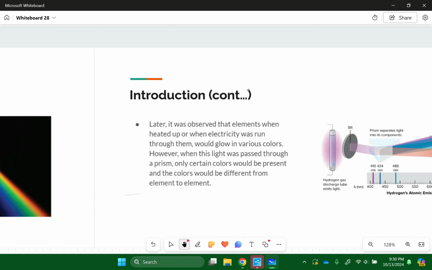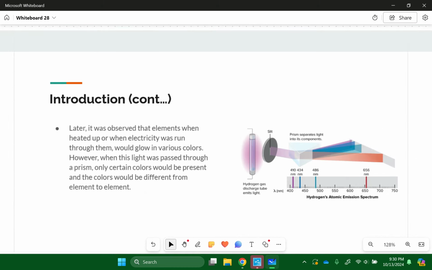Following these observations, it was later observed that when elements were heated up or had electricity run through them, they would glow in various colors. This is the phenomenon that we use in neon lights. All the different colors that we see are because there are different elements that have electricity run through them. However, when this light was passed through a prism, only certain colors would be present, and the colors would be different from element to element.